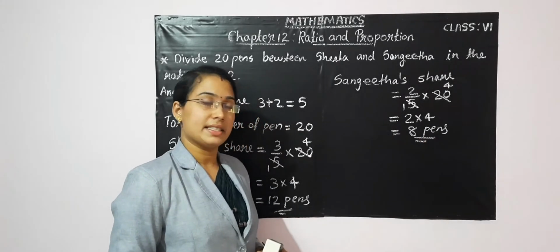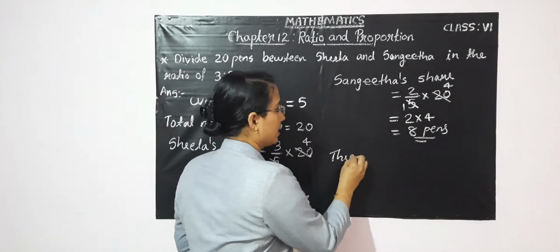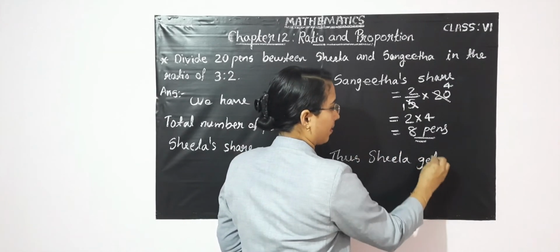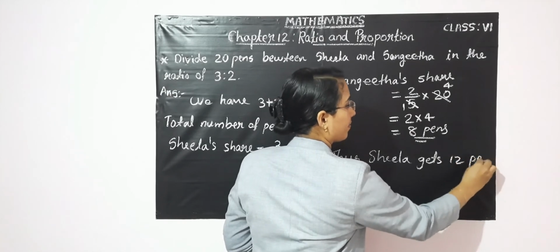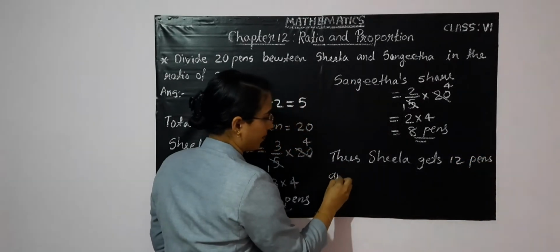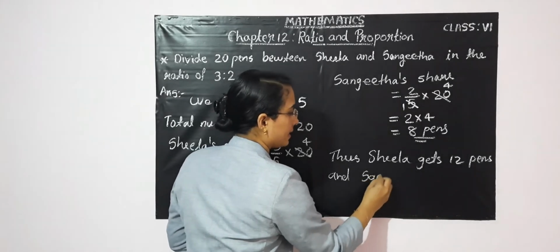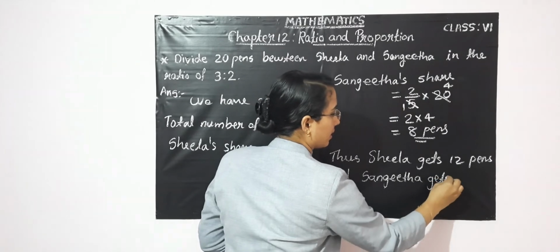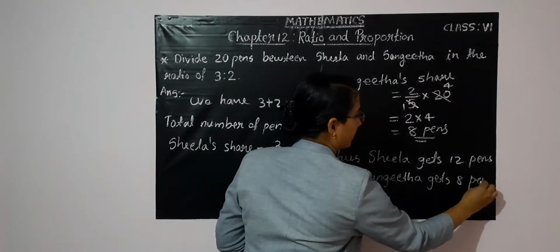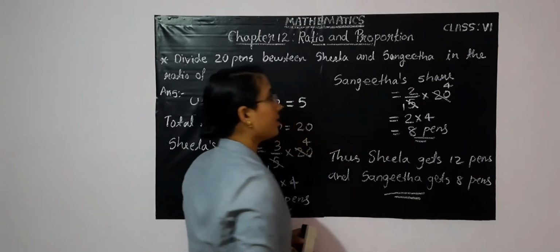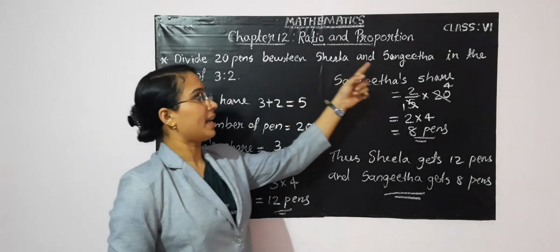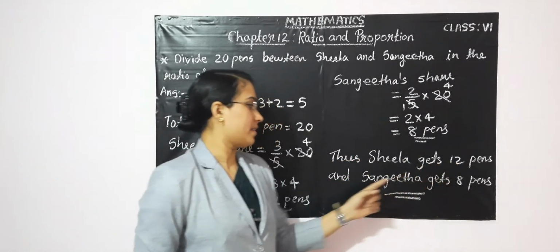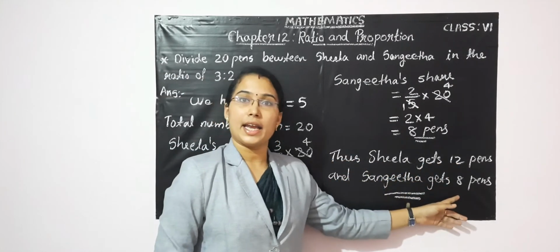Let us write the final step. Thus, Sheila gets 12 pens and Sangeeta gets 8 pens. So from this question, we need to find Sheila's share and Sangeeta's share. So thus Sheila gets 12 pens and Sangeeta gets 8 pens.